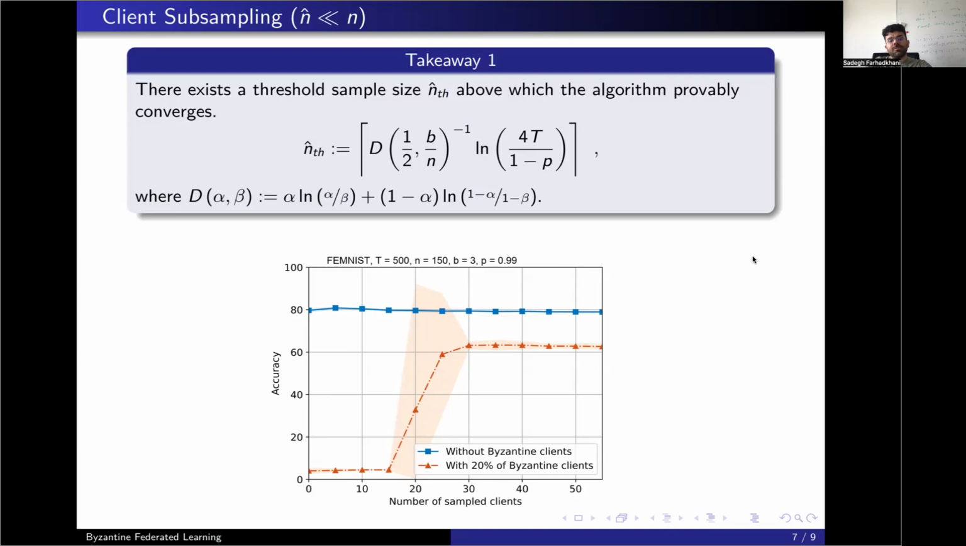And in order to prevent this, we need to assume that the sample size is larger than this quantity here. You can also see this in the plot below, where when the sample size is small, the algorithm does not converge. And when we increase the sample size, at some point we start to see the convergence of the algorithm.